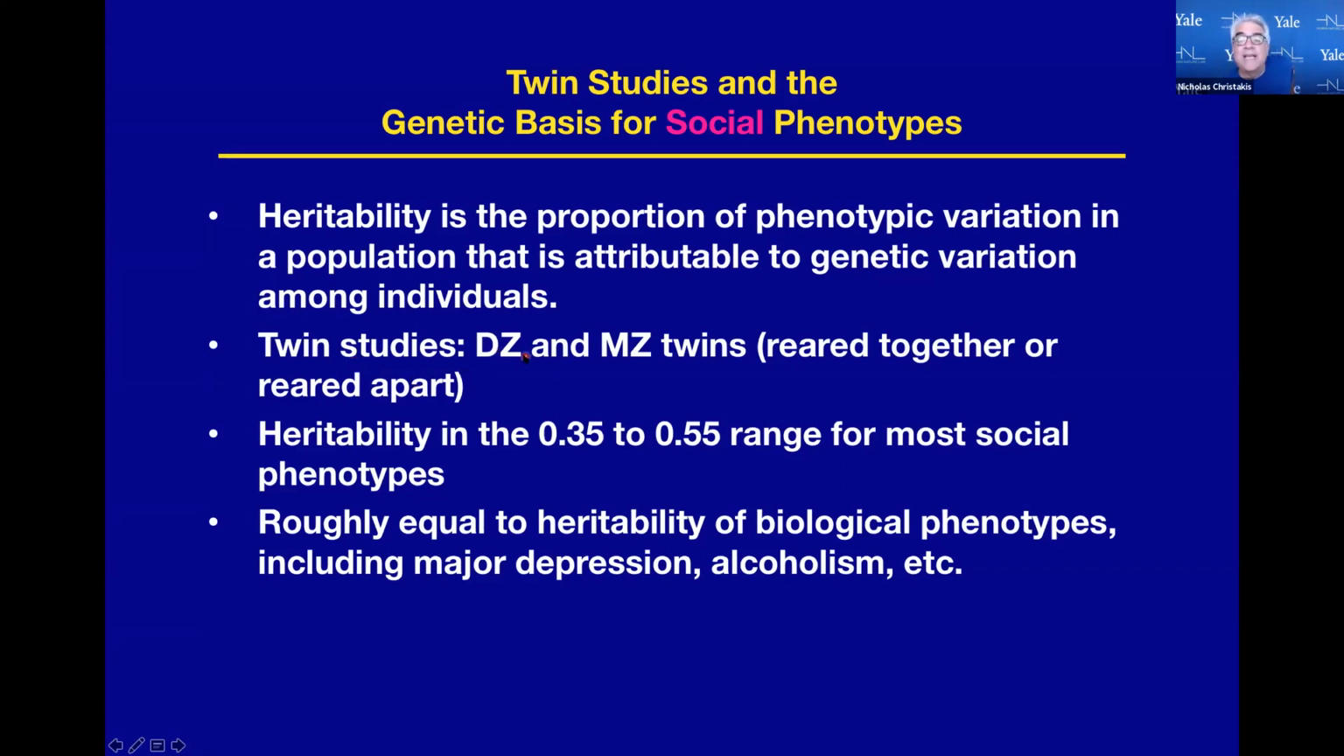What twin studies do is they take same-sex dizygotic twins, fraternal twins, and monozygotic twins who are either reared together or reared apart, and examine how similar they are, and I'll explain that in just a moment. And what they find is that the heritability is often between 0.35 and 0.55, between 35 and 55% of the variation in various social phenotypes can be explained by your genes. And this is roughly equal to the heritability of biological phenotypes, like major depression or alcoholism or schizophrenia, for example, which have strong genetic components. So the point here is that we can use twin studies to evaluate, not just for biological phenotypes, but for social phenotypes, what fraction of the social phenotype relates to the genes you got rather than to the cultural environment you were exposed to.